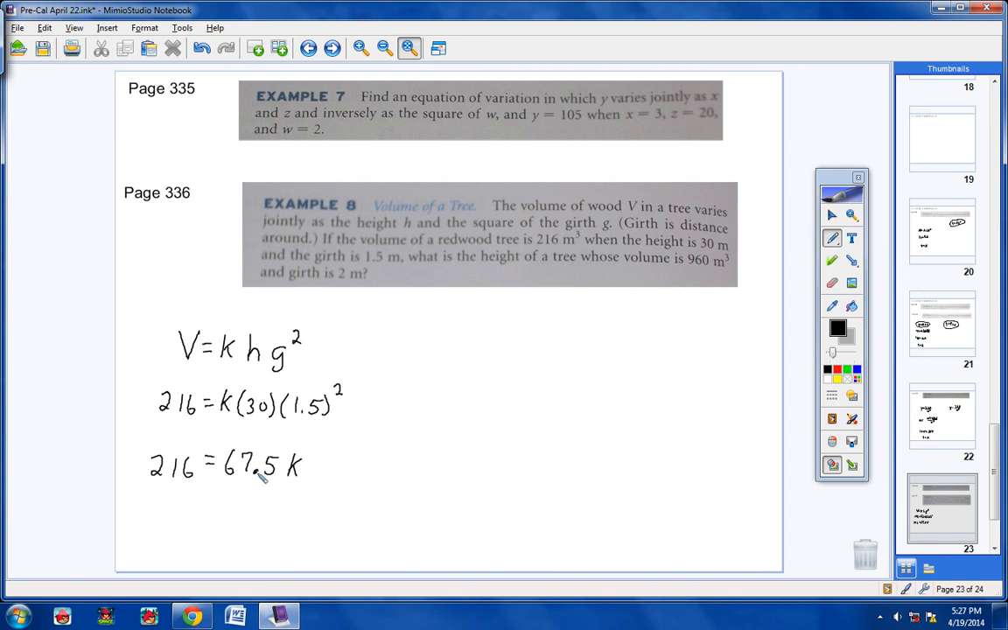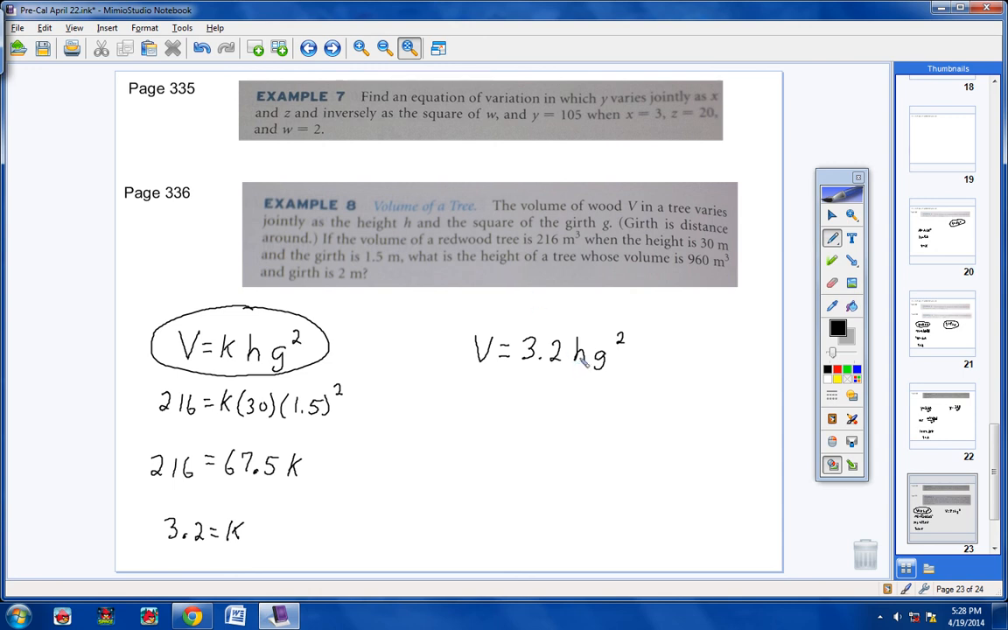Now, if we divide both sides by 67.5, we will get 3.2. So now we know what K equals. So just like that, I know what K equals. Now I can go up here in my original equation or my original model, and where the K is, I can put 3.2. So V equals 3.2 hg squared. Now let's move on and read the rest of the problem.